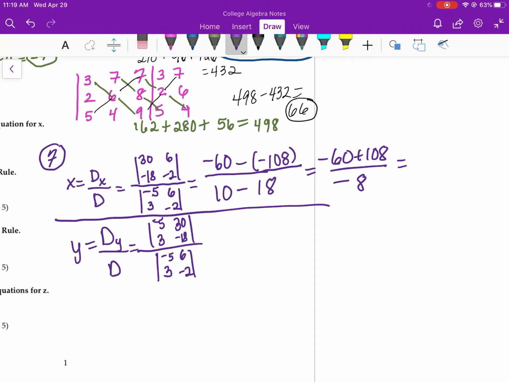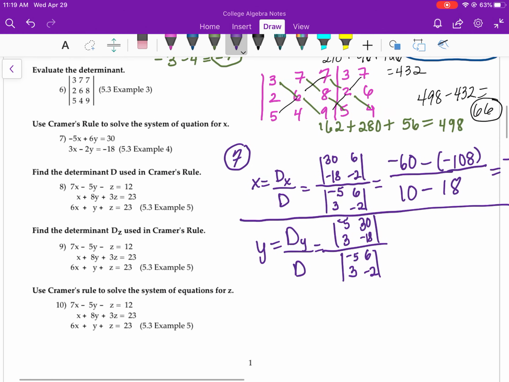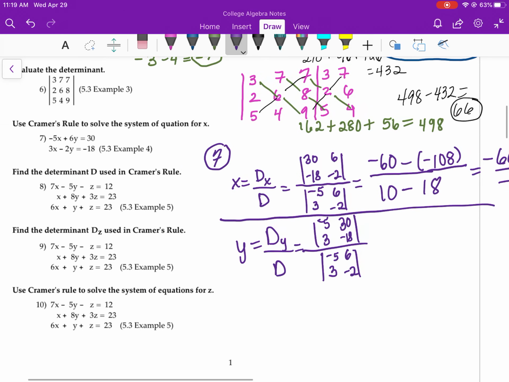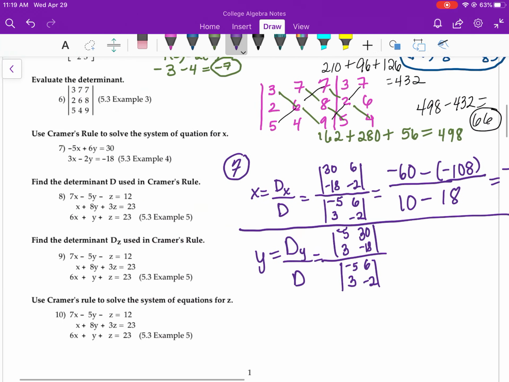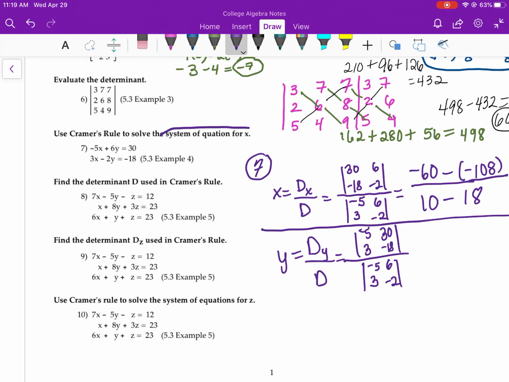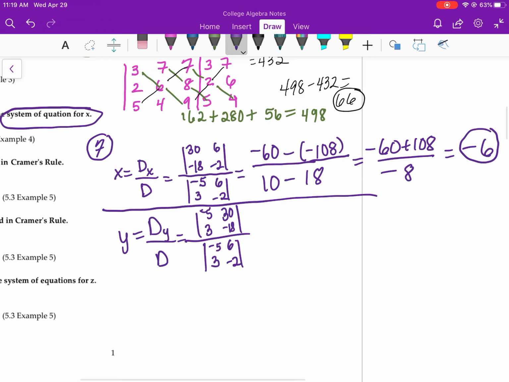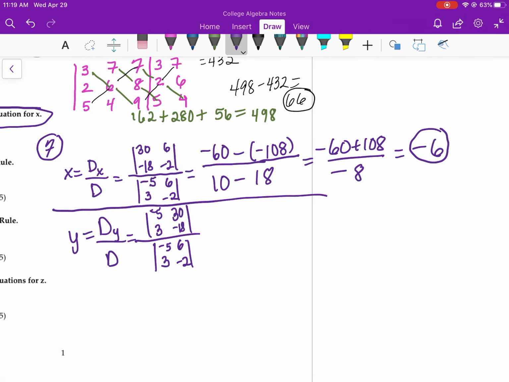And the answer there is negative 6. Now, I just noticed that your directions say to solve the equation for x. So here's my x. So that's actually the answer to the question. However, on your test, you might have to find the whole ordered pair. So I'm just going to keep on going. So we'll have 90 minus 90 over negative 8. And the answer there is 0. So if we were to write an ordered pair, we'd have negative 6, 0.